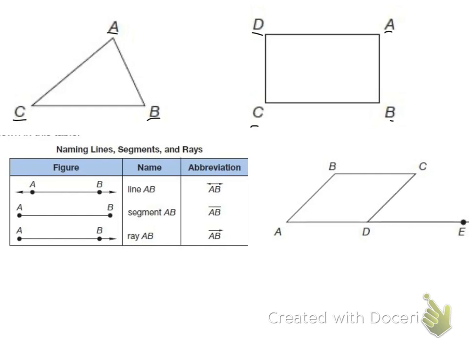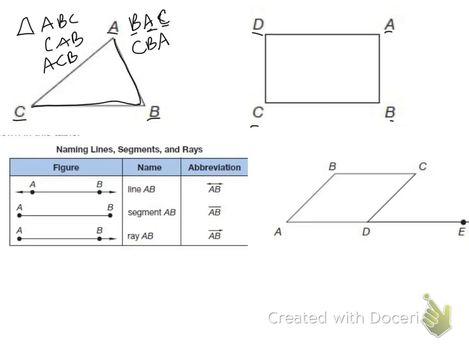Okay, so this triangle, we could call this triangle ABC. We could call it triangle CAB, ACB, BAC, or CBA. I can call it any of those. Just make sure that the letters you put next to each other are actually next to each other on the line. So I could not say that it was, let's show this on the rectangle.